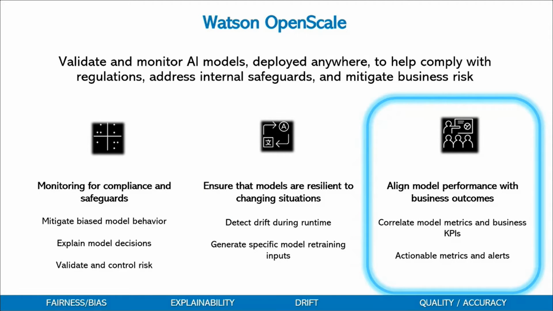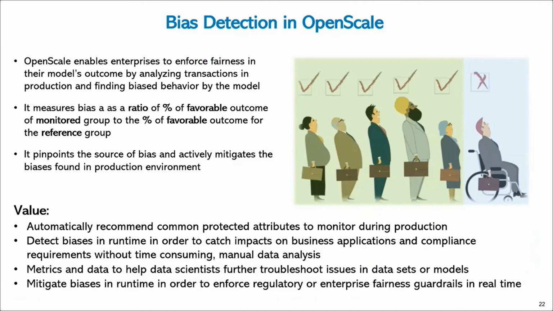Now, in the next few slides, we will look into these 4 aspects of trust and transparency that Mike talked about, and we will see how those are incorporated in the OpenScale product. So first, let's talk about bias and fairness. To calculate bias, OpenScale monitors deployed models in production at runtime. It captures the transactions received by the model, and it also captures the responses given by the model.